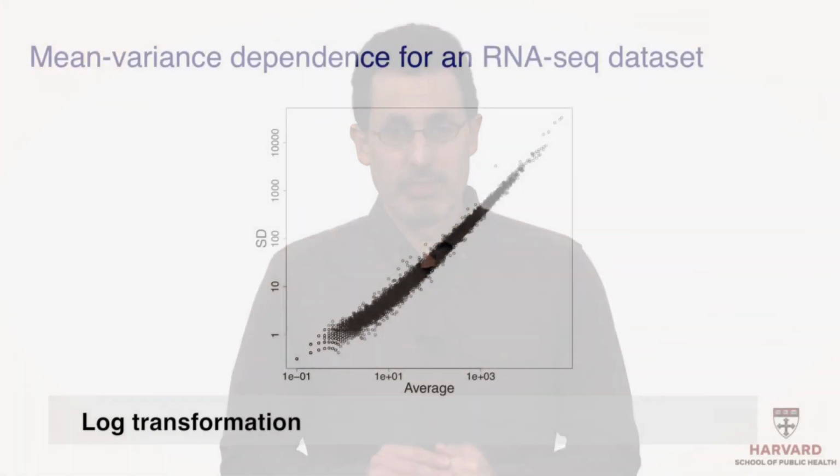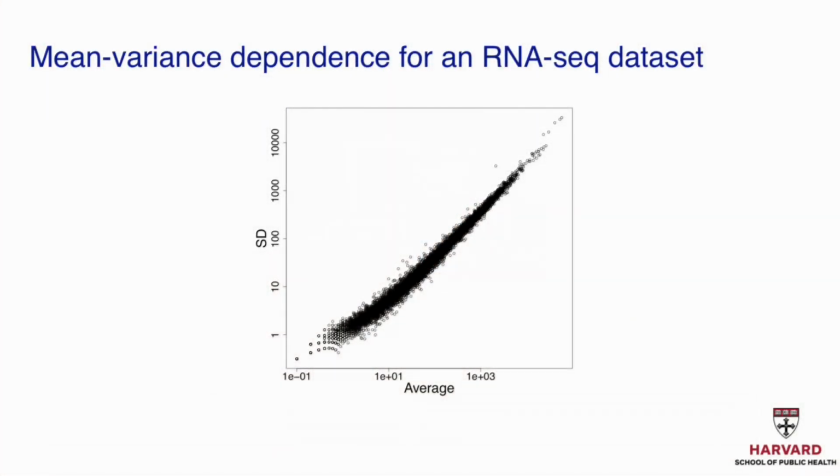In this module, we're going to talk about transformations, specifically the log transformation. So if we look at either microarray or sequencing data, in this particular plot, we're looking at RNA-seq data, and we compute the mean across samples and the standard deviation across samples, we usually see a relationship like this between the average and the standard deviation.